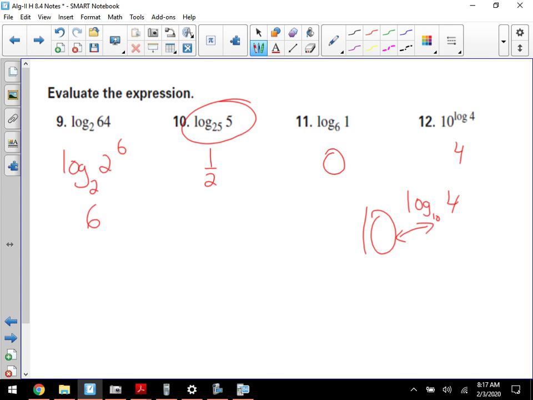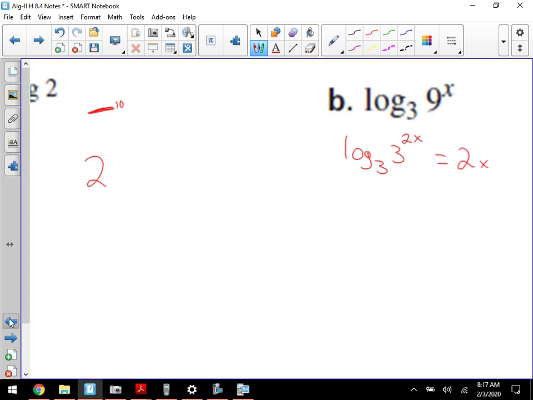9 is the same thing as 3 squared. And then when you have exponents up there, you just put the exponents together. That makes more sense. You're just rewriting that 9 as a base 3. So 9 is the same thing as saying 3 squared, and then you just keep the other exponent up there.